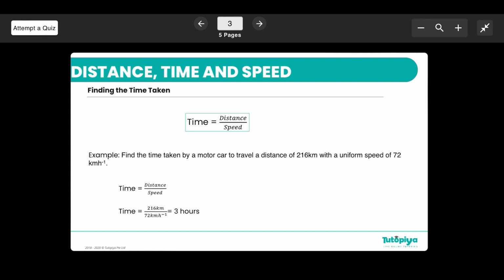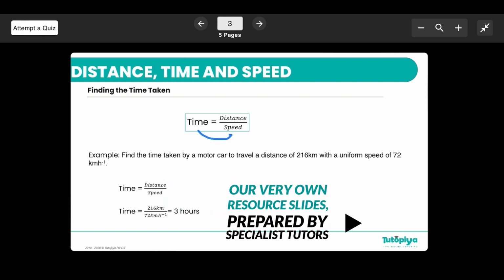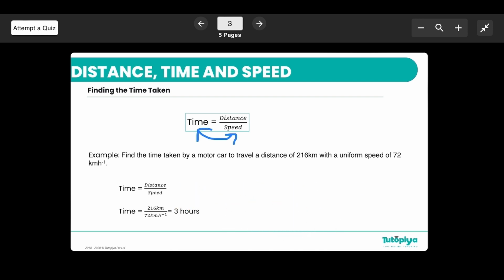Moving on, if we want, we can always rearrange the formula. So we can swap the speed and time. And when we do that, we get time is equal to distance divided by speed. So for example, a question where I want to find the time, distance is 216 kilometers, speed is 72. So I can divide 216 by 72, which gives me the time as 3 hours. And how do I know it's hours? Because the speed was given to me as kilometers per hour.